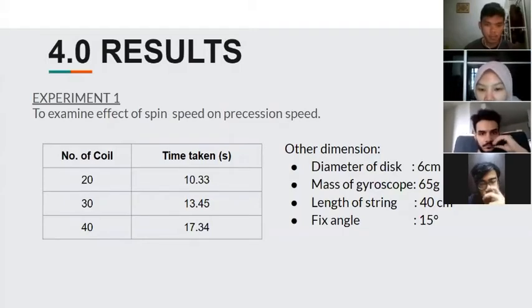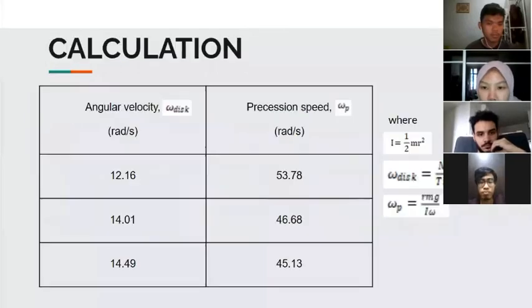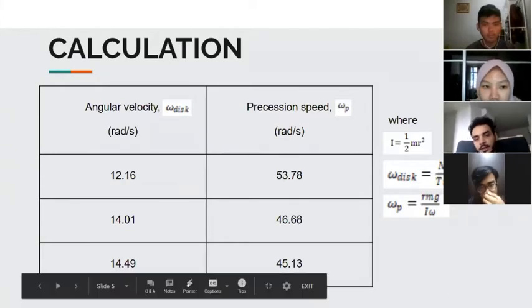And at the right side of the slide, it shows the other dimensions needed to calculate the speed of precession. So at the right side, it shows the formula that we use to calculate the precession speed, and we get it as the tabulated data. So next.